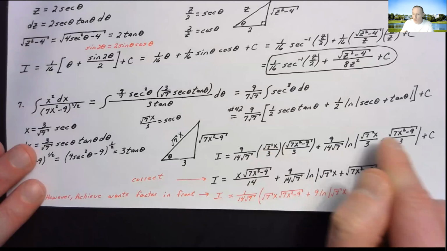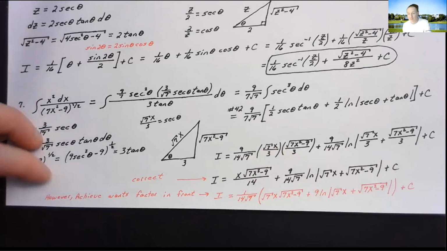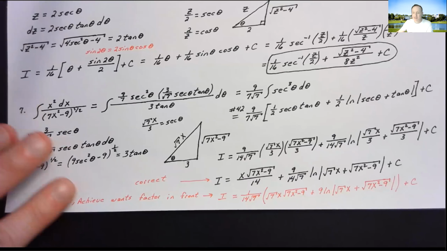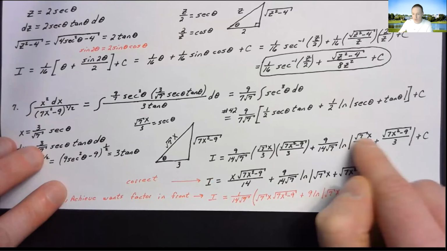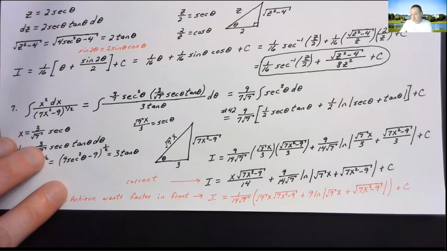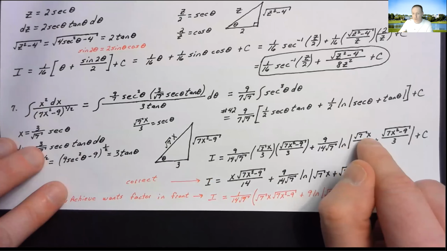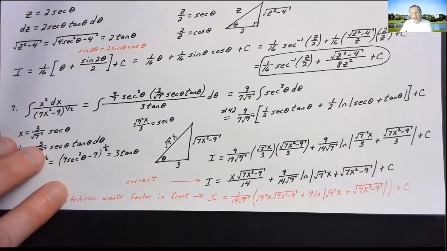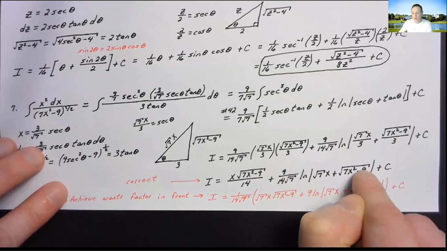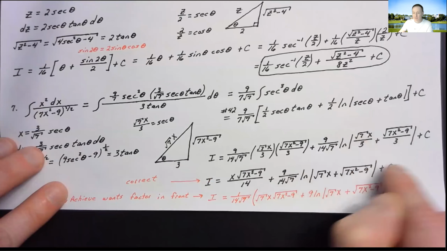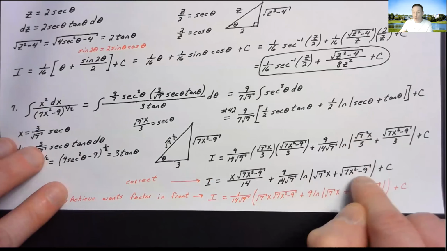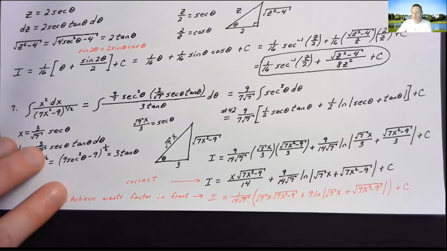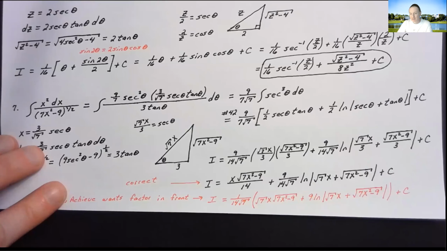Plus the second part. And you might be thinking from here to here, I've made a mistake. I have not. What I did is I recognized inside of this natural log, I have a common denominator of 3. So I could write that as the natural log of the root of 7x plus the root of 7x squared minus 9 all over 3. And then anytime you have division inside of a natural log, you can separate that and say, well, it's the natural log of the numerator minus the natural log of the denominator. Why did I not put minus the natural log of the denominator?